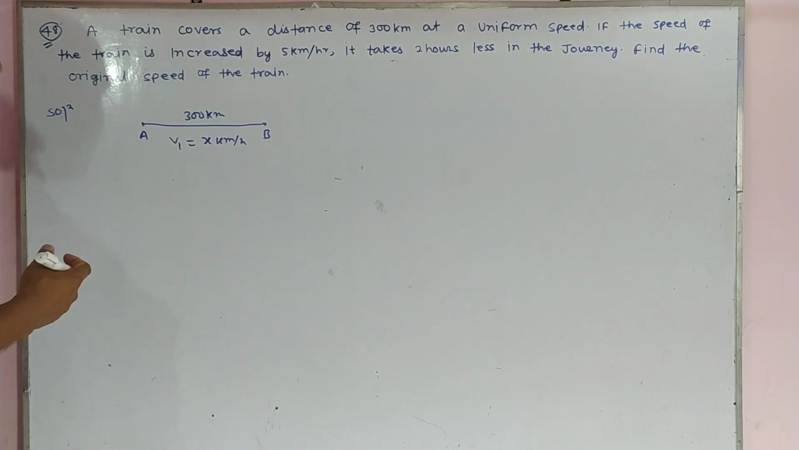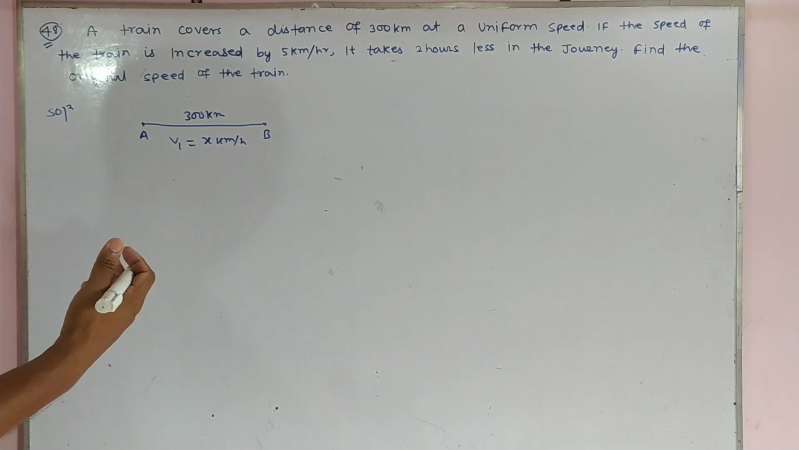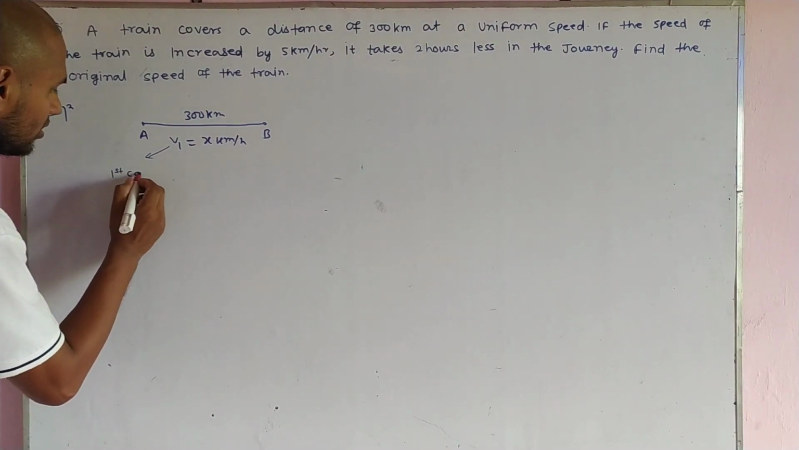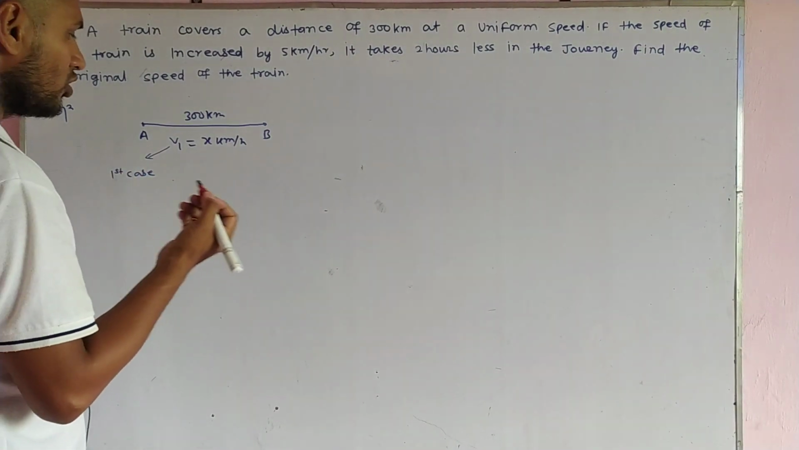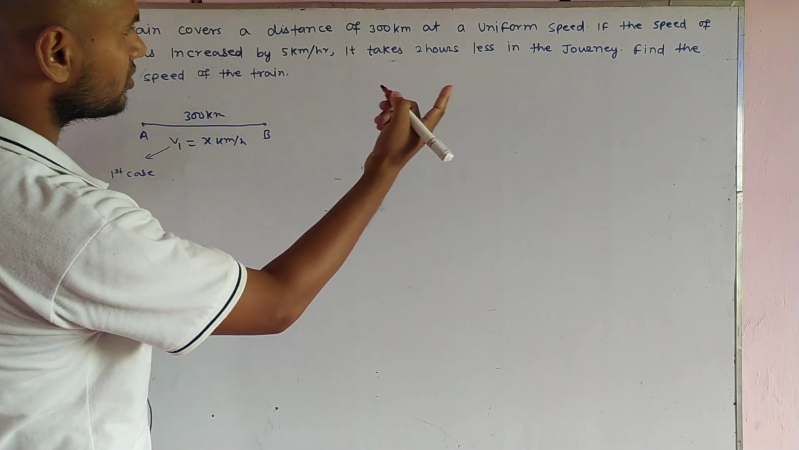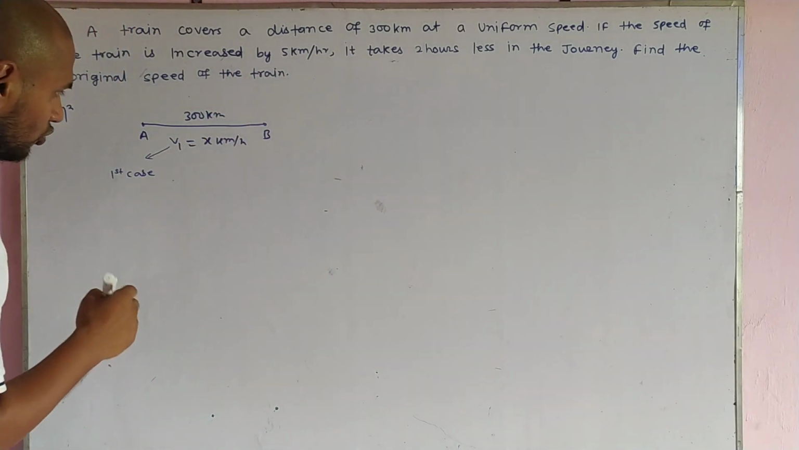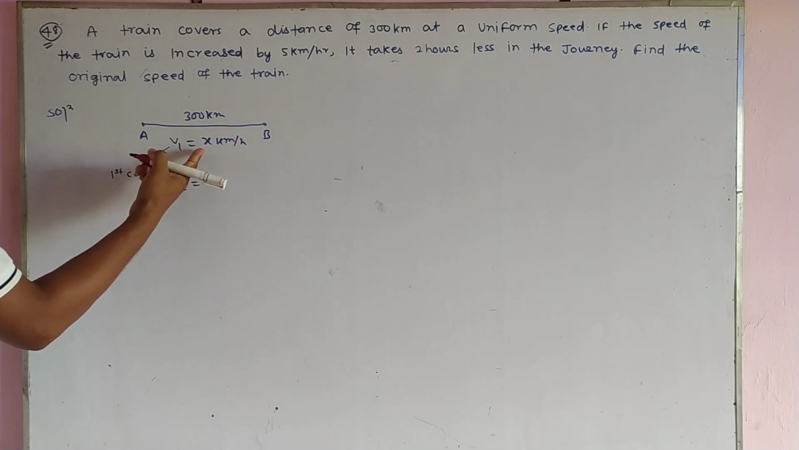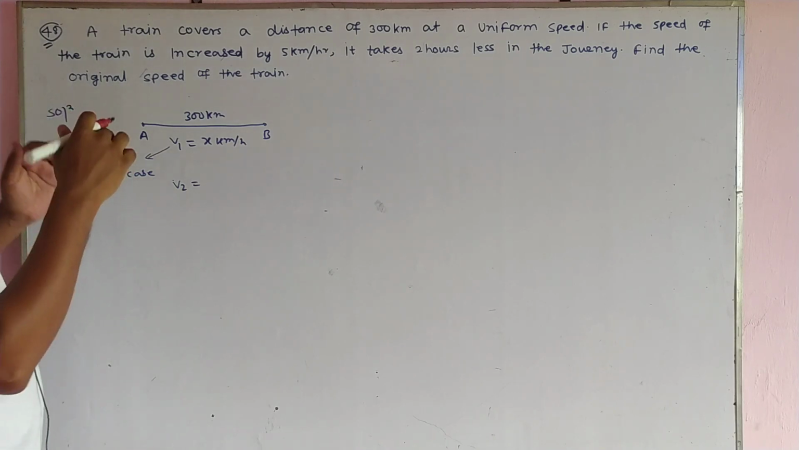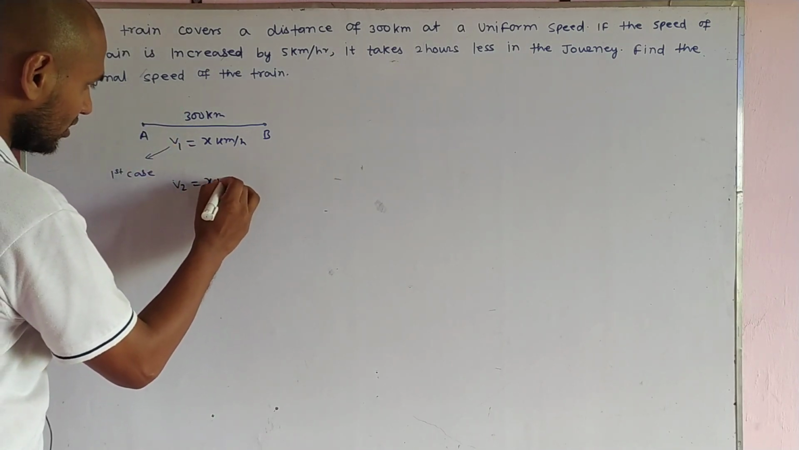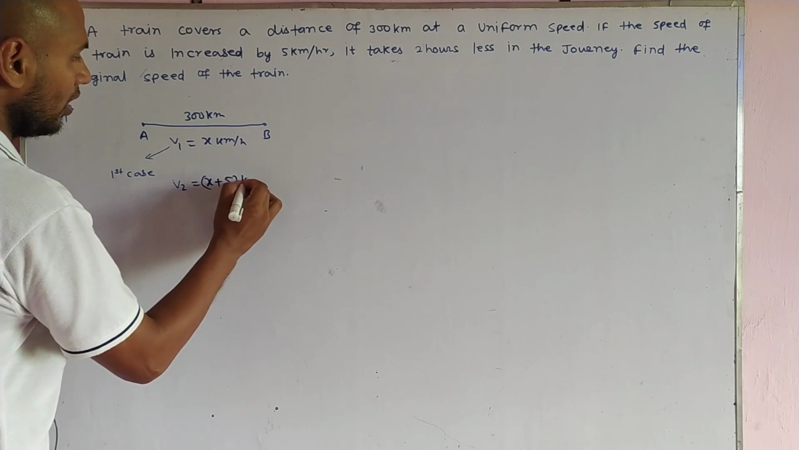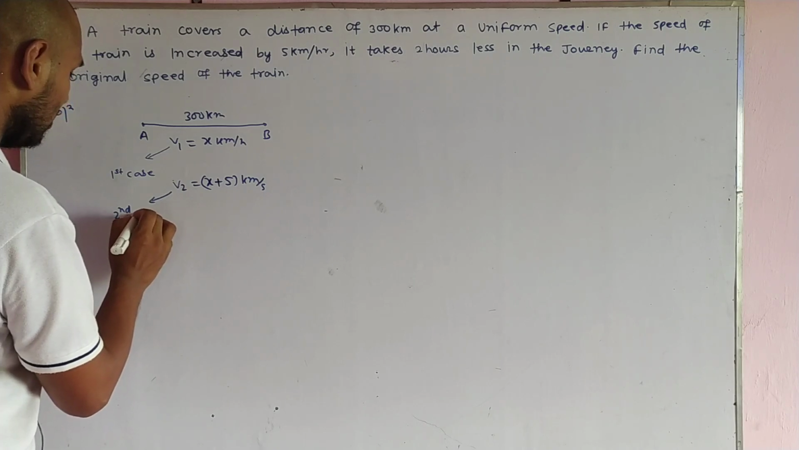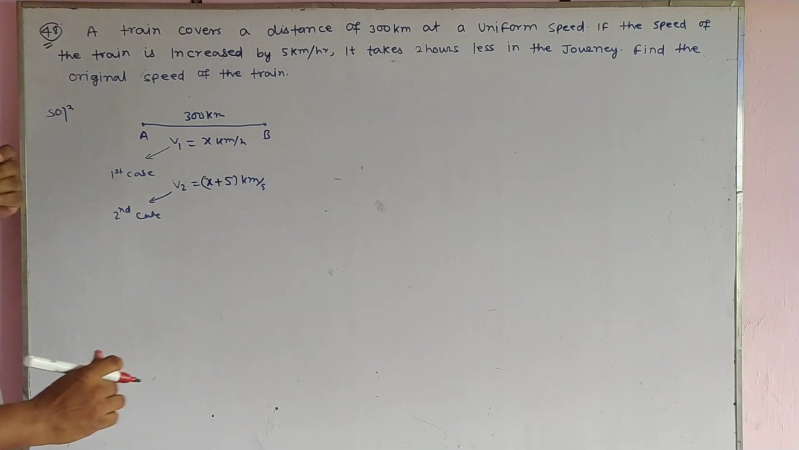If the speed of the train is increased by 5 km per hour, this is the first case, and as you increase your speed by 5 km per hour, that is v2, you have to add 5 to the first case speed. So the second case speed becomes x plus 5 km per hour. Okay, this is the second case.